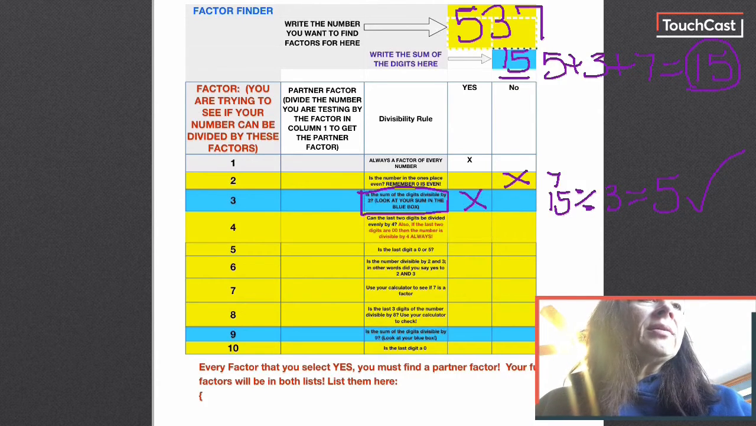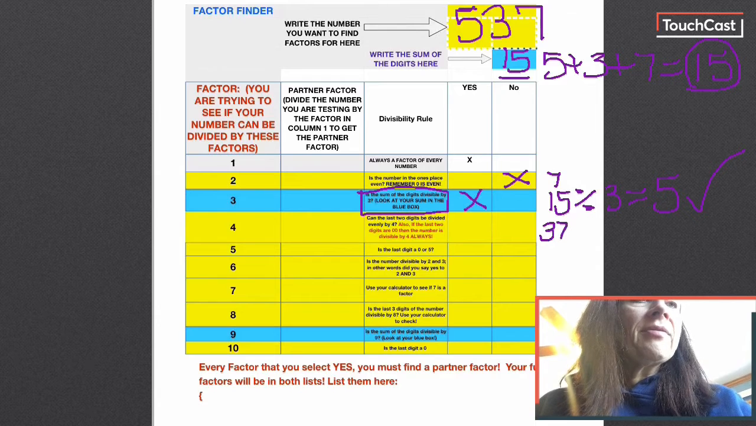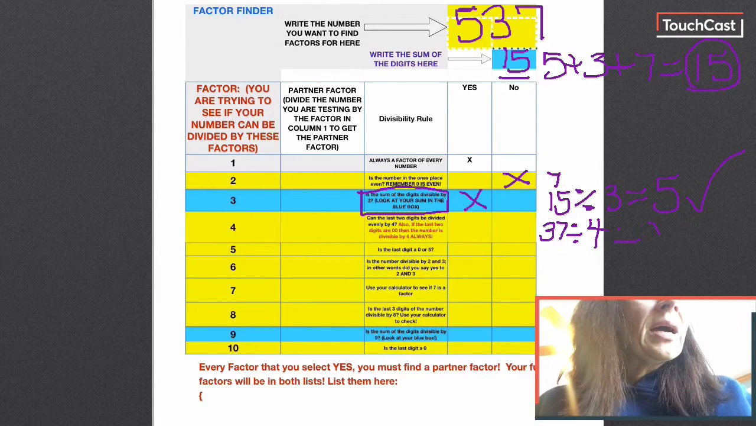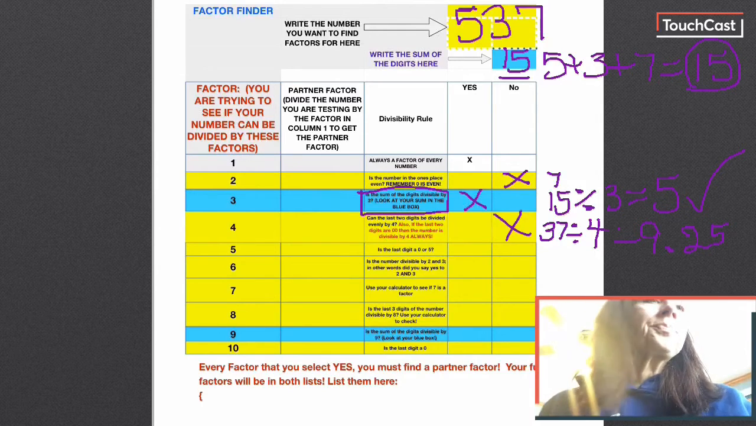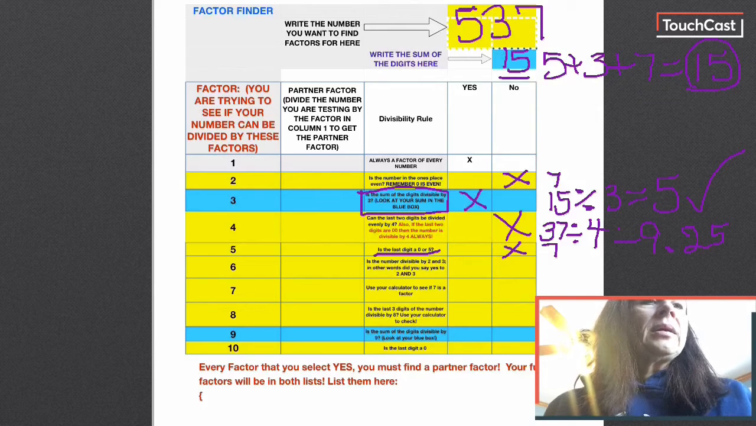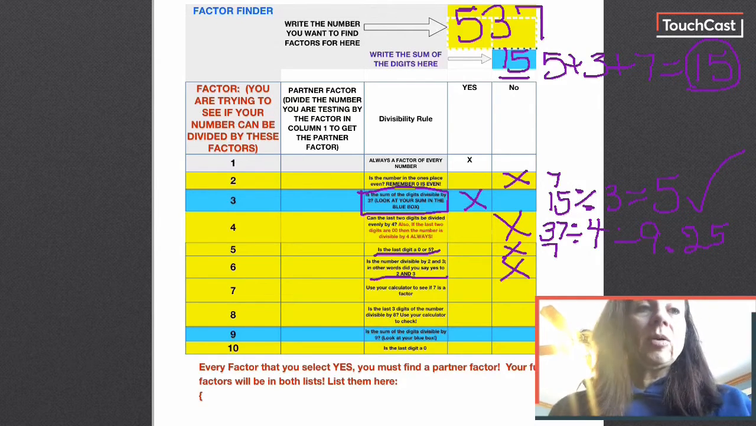Number 4. Can the last two digits, 37, be divided by 4? I don't think so. If you need to use your calculator, you can, but 37 divided by 4 is equal to 9.25. As soon as you see a decimal, you know that's no. Is the last digit a 0 or 5? The last digit is a 7, so no. Is the number divisible by 2 and 3? In other words, did you say yes to 2 and 3? Well, I said yes to 3, but no to 2, so 6 is out.